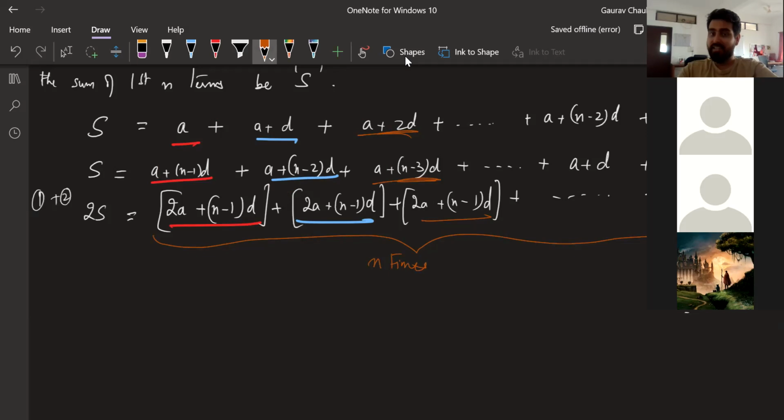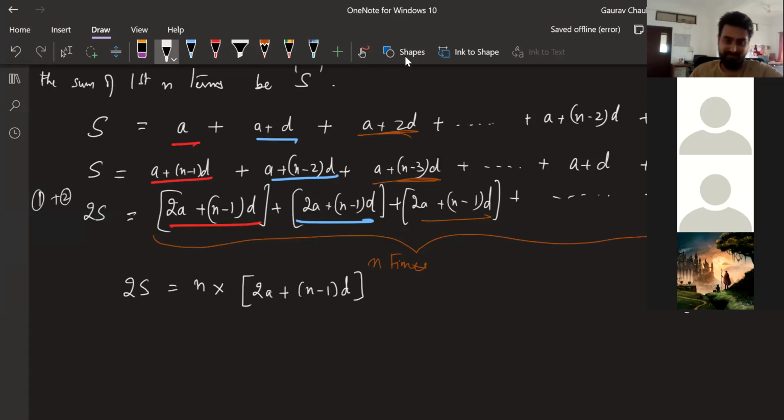And I'm going to use the same thing. Multiplication is nothing. Repeatedly you are adding the same number. That same number is very big here. This big thing you are adding again and again to itself. That's correct. But basically you are adding this n times. So n into 2a plus n minus 1 into d. 2S is equal to this. So that gives us the formula for sum of n terms of an AP.